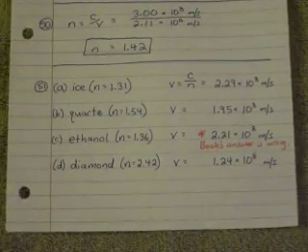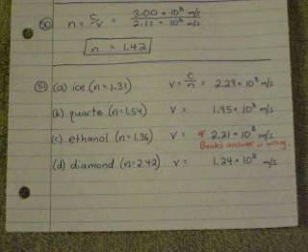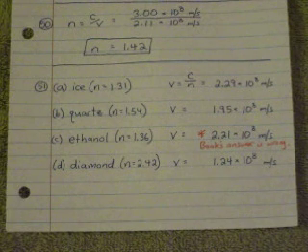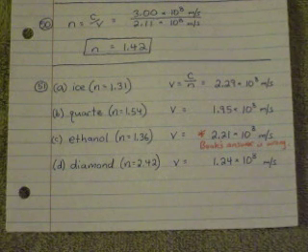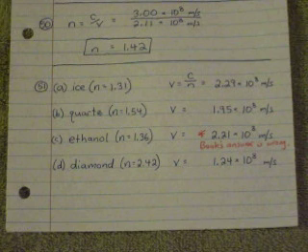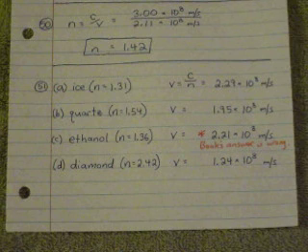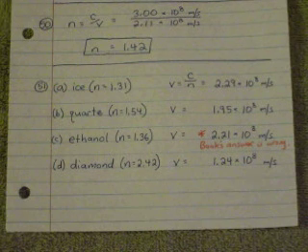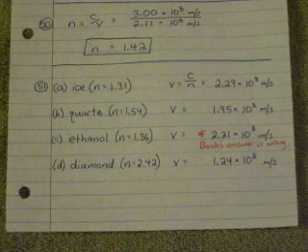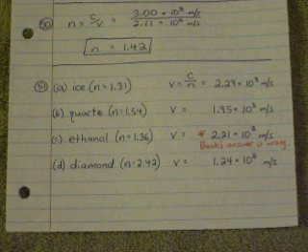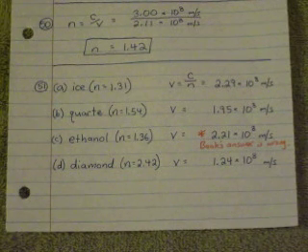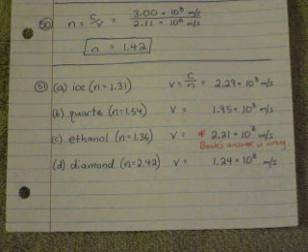Number 51 has 4 different materials: ice, quartz, ethanol, and diamond. What is the speed that light travels through those 4 media? And you use the equation v equals c over n. Plug in the n, the index of refraction that's given in the table in the book, and that's listed there on the screen. And you get those answers.